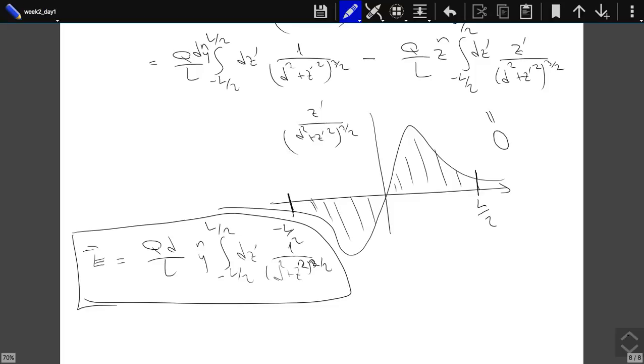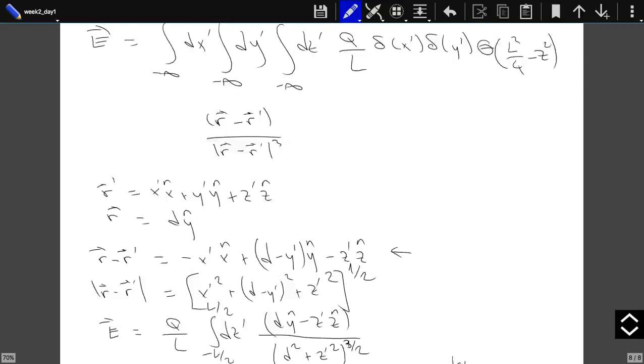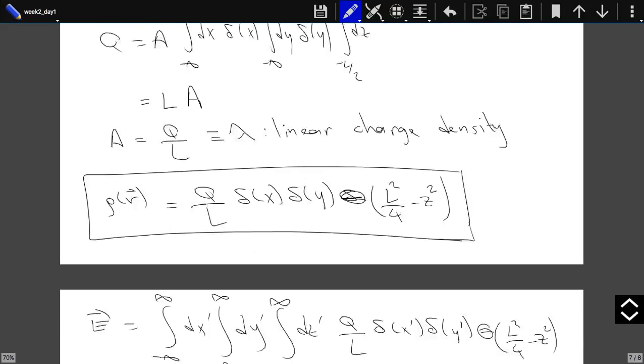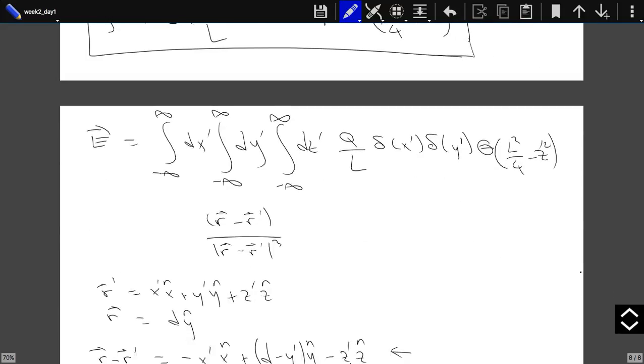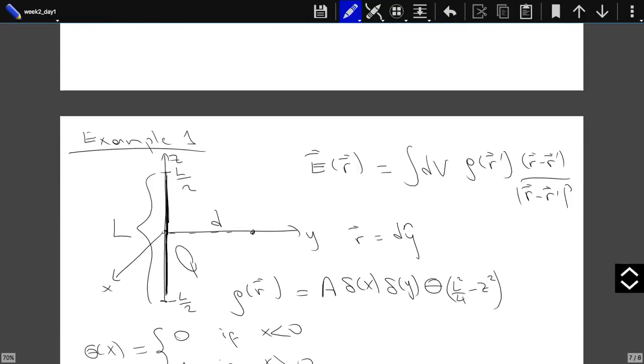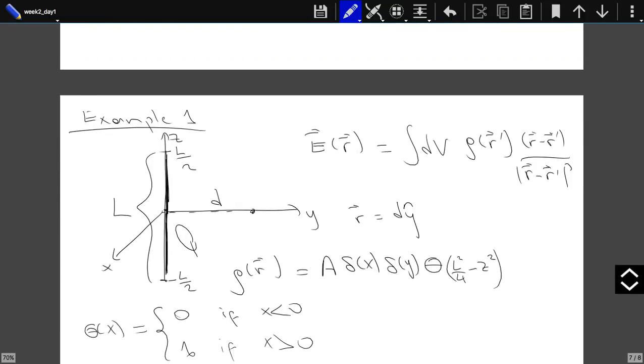Where did z prime come from? Well, our definition of the electric field. You see, this is z prime. If you look at the general expression of our electric field, it's an integral over the volume of the charge density, and here we have r minus r prime. z prime is the coordinate of r prime, and we are integrating over r prime. r is the point at which we are trying to figure out the electric field.